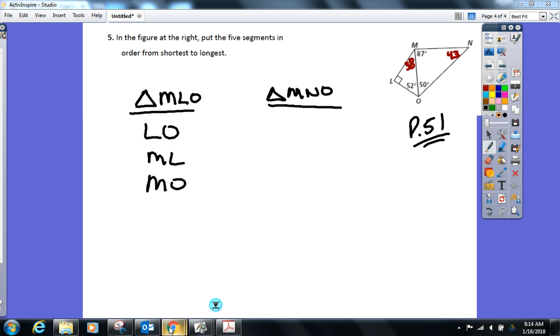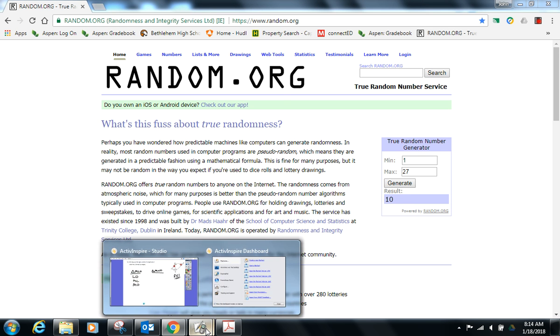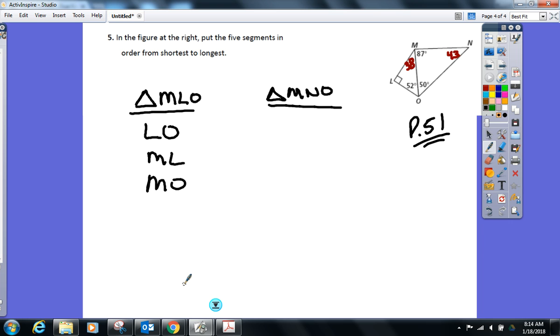Ready to go? MNO, everybody. Shortest to longest for me in MNO. How about 10? You're going to list them for me? MO, yep. MN. NO. All right, we ready to list them in order?